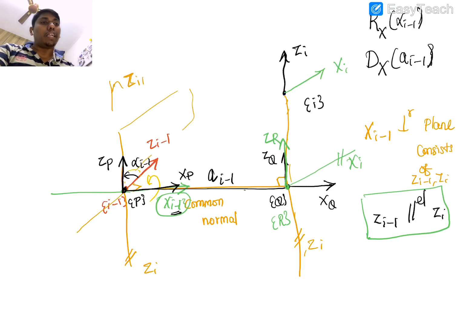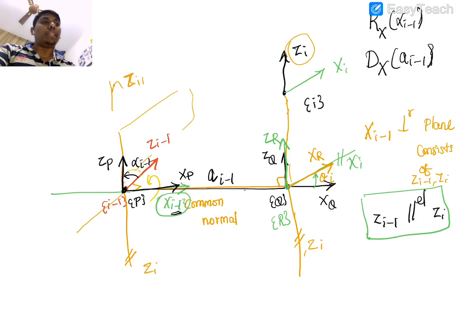So now what I am trying to do is rotate xq and make it parallel to xi. I am calling that a new axis, which I will call xr. Now xr and xq differ only by the theta variation, and this theta is what I am realizing from zi, so it is called theta i.